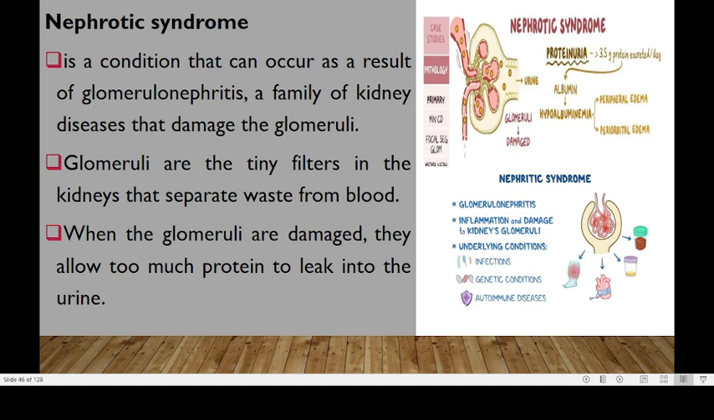This is a condition that can occur as a result of glomerulonephritis, a family of kidney diseases that damages the glomeruli. So glomeruli are tiny filters in the kidneys that separate waste from blood. When the glomeruli are damaged, they allow too much protein to leak into urine. So the patient is going to be losing protein, close to 3.5 grams of protein excreted per day.